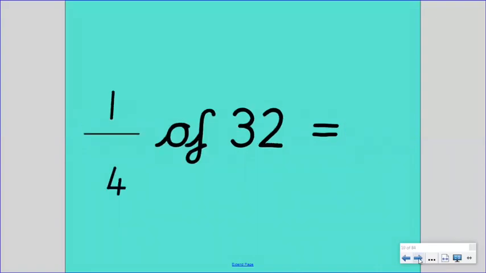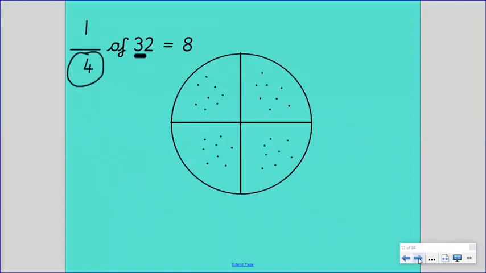A quarter of 32. Ready? Okay. A quarter of 32 equals 8. So here is one method of working that out. You could write it down with your circles divided into 4 parts, because we're dividing by 4, and you could share 32 dots between those 4 parts and then count up the dots just in one section, and we've got 1, 2, 3, 4, 5, 6, 7, 8.